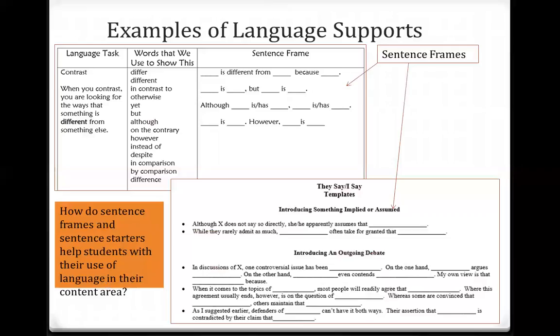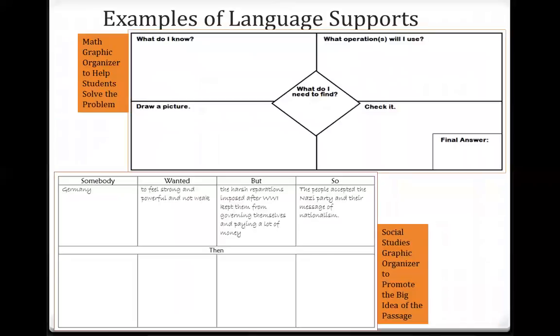Another type of language support is the sentence starters, or sentence frames. Sometimes students have trouble being able to use the language in context, and so these help to guide students' use of language. Other examples might be graphic organizers. They help students begin to understand how the content and the structure of the content is being put together. Remember that a graphic organizer might also be an example of discourse on how the student is able to communicate their understanding of the language of the content.